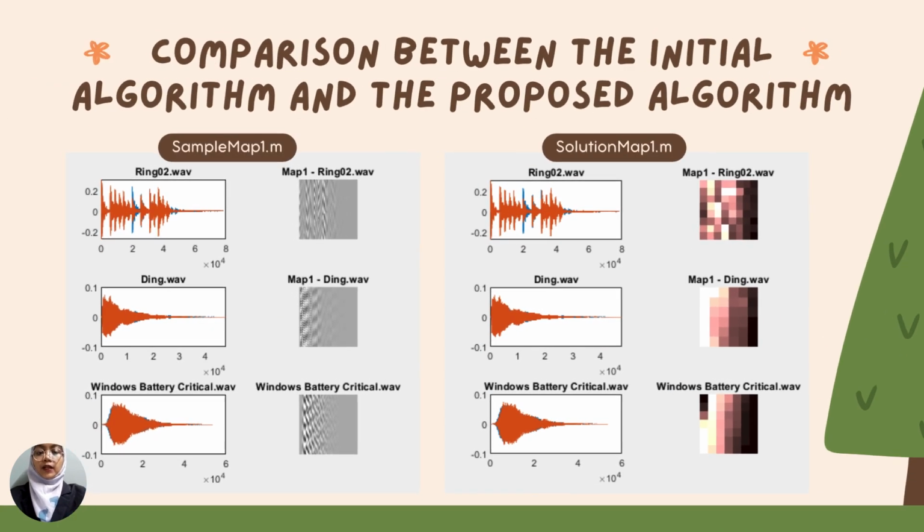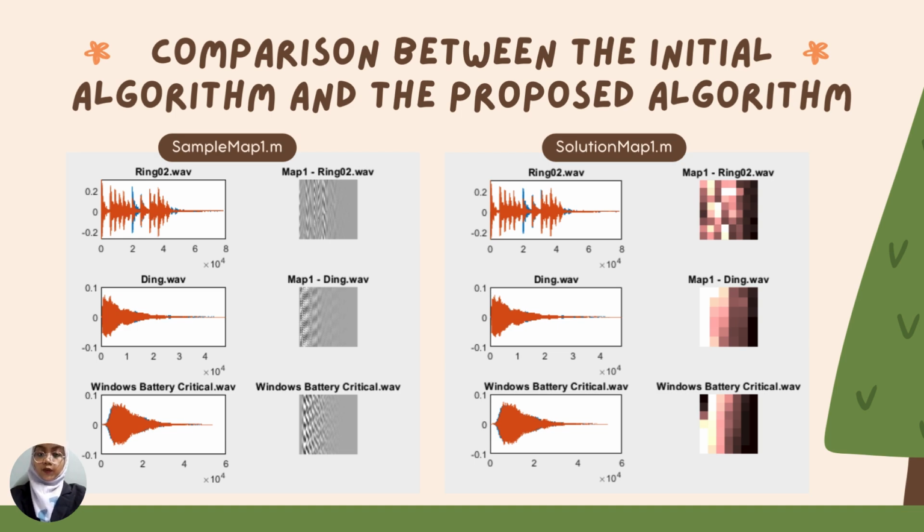So like every signal, all three audio will be processed and displayed in the same place. So this is the comparison between the initial algorithm and the proposed algorithm. As we can see, sample map 1 is in grayscale and there's no attribute. Meanwhile, the solution map 1 uses intensity and also a frame-to-frame solution. So we can see here, since I use the pink color map, the white color represents the highest intensity, while black represents the lowest intensity, and the pink is the hue in the middle.